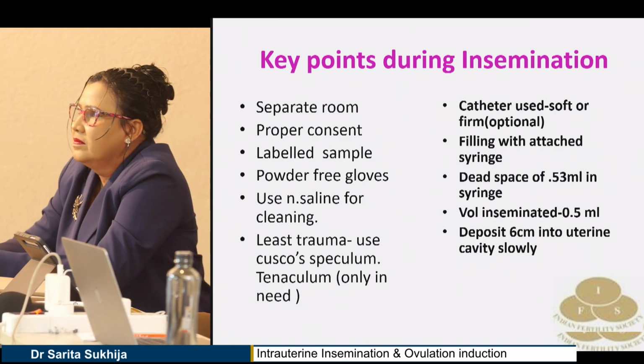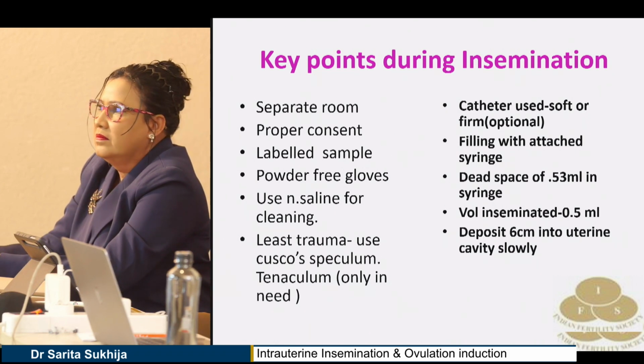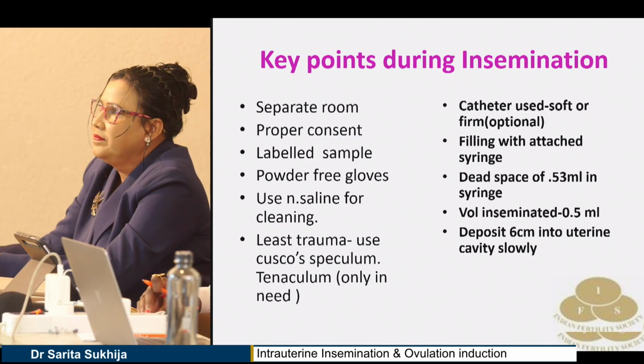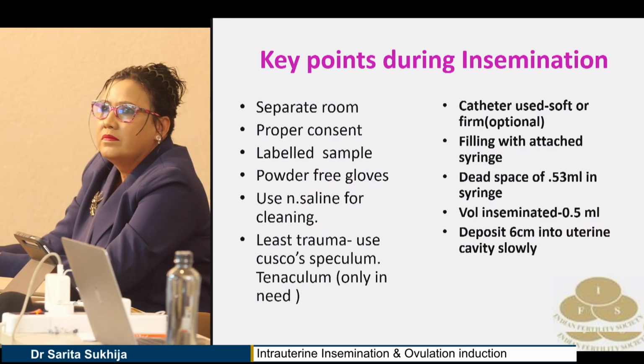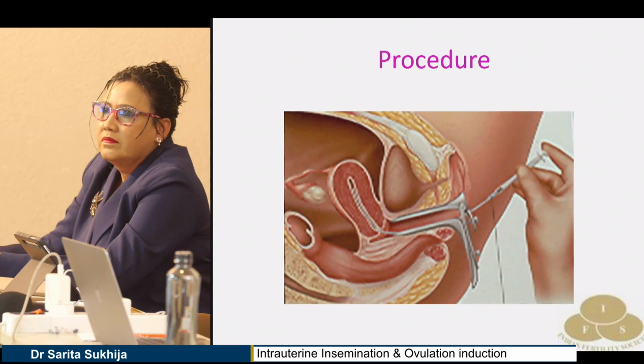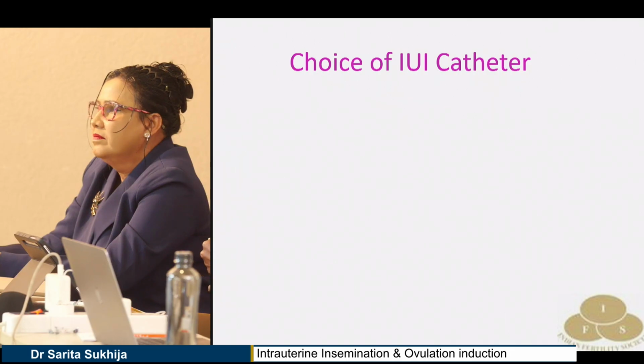Always fill the syringe with the attached syringe. There should be a dead space of about 0.5 ml in the syringe to push the whole semen, otherwise some of the semen will remain in the catheter. So there should always be some dead space to push the whole volume inside. Normally the semen should be deposited about 6 centimeters from the uterine cavity, about 1.5 centimeters below the fundus. So that's how the procedure is done. I'm sure you all are doing it.